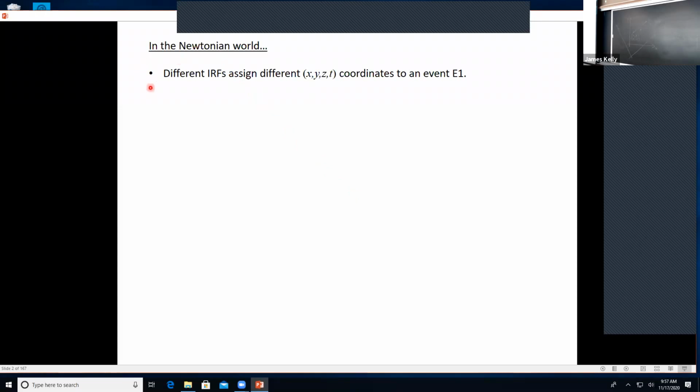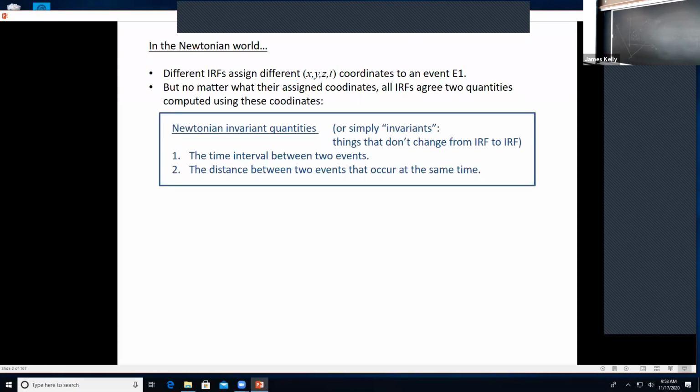Okay, so the different coordinate systems that are analogous to what we were talking about before are the different IRFs. So if you're in one IRF, you may say there's an event that's in Minkowski space, right? Really, it's a four-dimensional space, and I attribute some coordinates to it, x, y, z, and t, if I'm in the F frame. If I'm in a different IRF, I'm going to assign different coordinates, maybe x prime, y prime, z prime, t prime. Okay? And again, we're imagining we're in the Newtonian world.